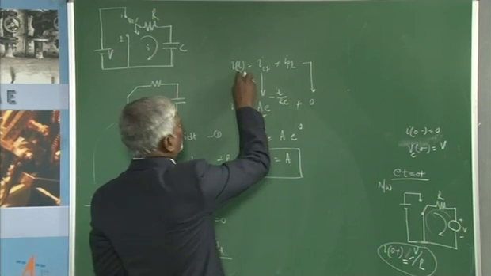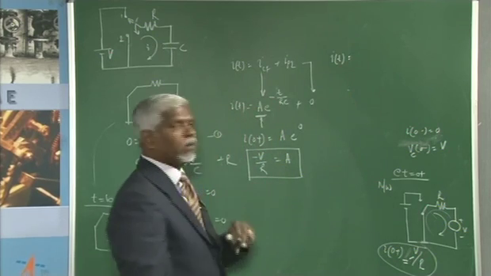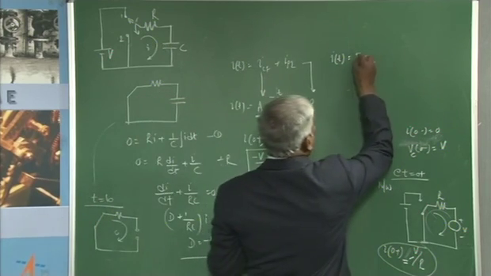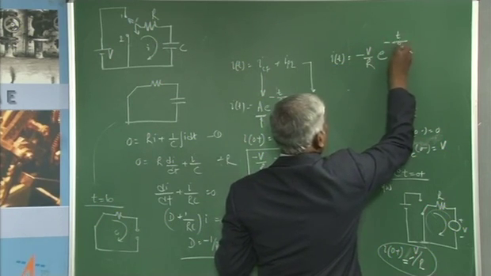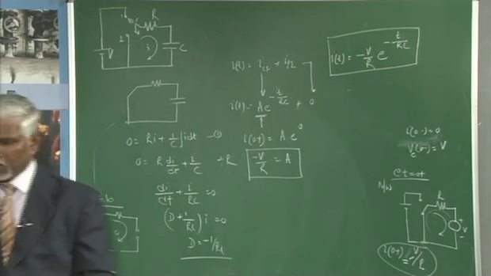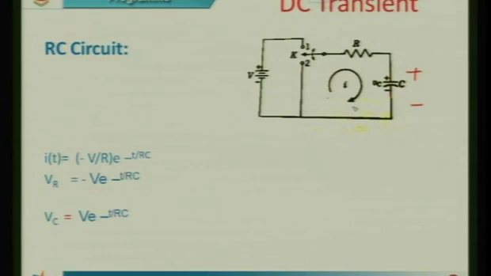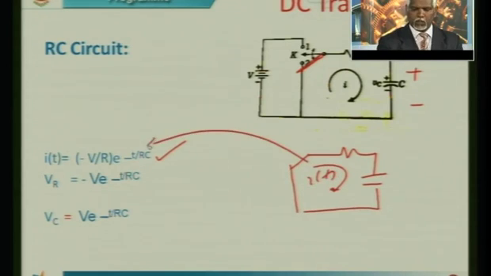Therefore, the expression for current I of t is minus V by R e to the power of minus t by RC. This is the expression for current obtained for an RC circuit. This is what we have seen. For RC, after the switch is moved to 2, the circuit will be R and C. The expression for I of t, how the current varies with time, is given by this.